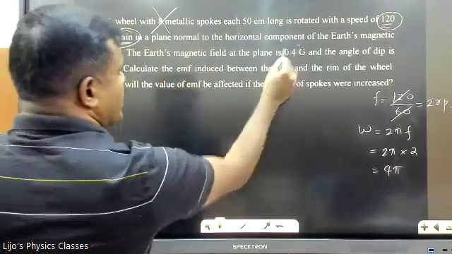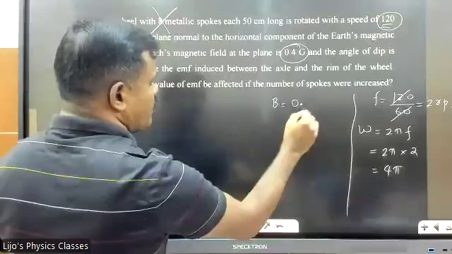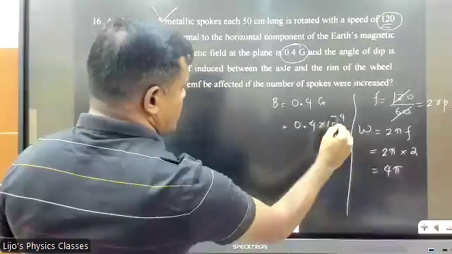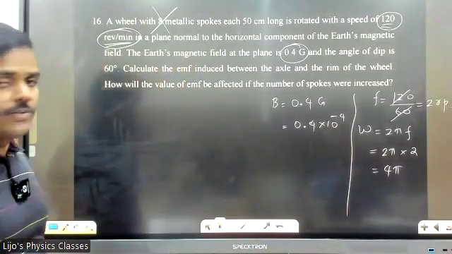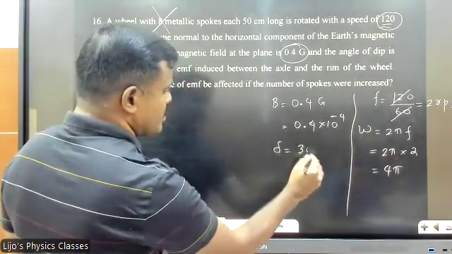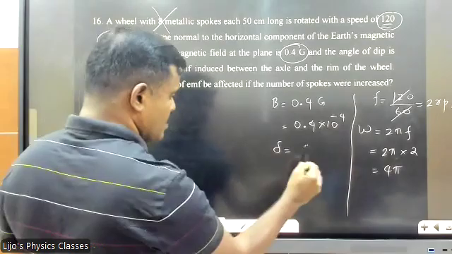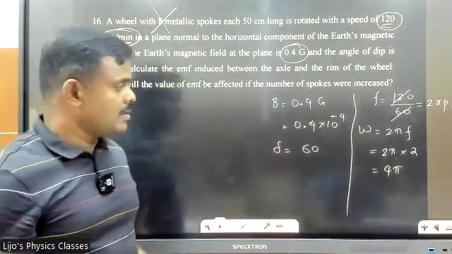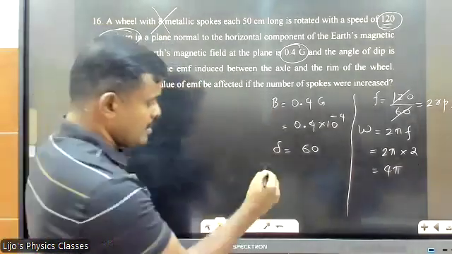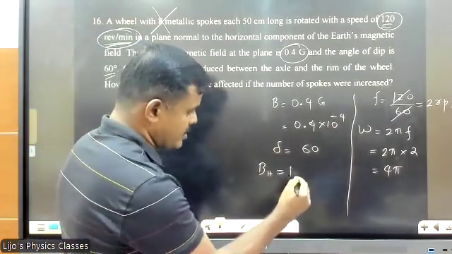Then what? Here's magnetic field. Magnetic field is 0.4 Gauss. Gauss is 10 raised to minus 4. Yesterday I told you, 10 raised to minus 4. Dip angle is 60. Why have they given this? Because the cycle wheel is cutting which component? Horizontal component, right? But I believe they will give it directly from this year onwards. But for the time being, let us not take chance.